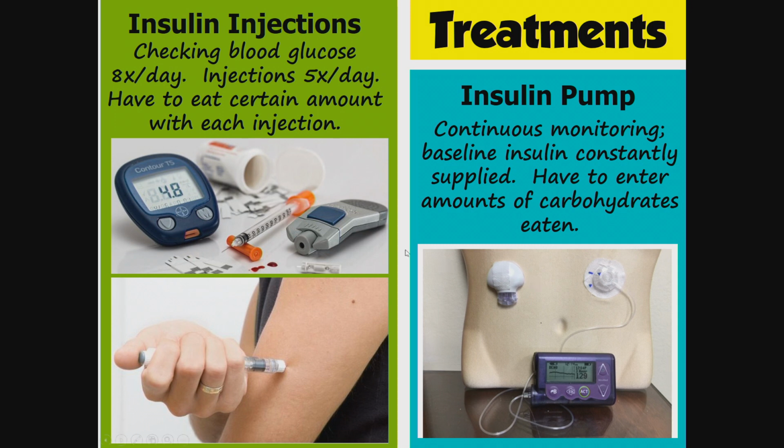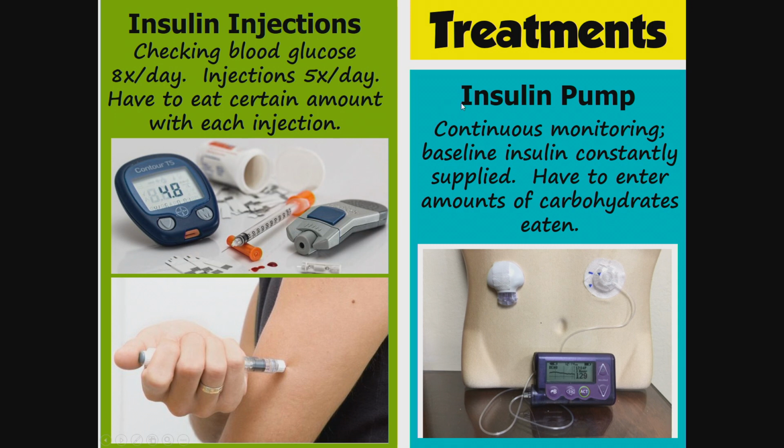So a person with type 1 diabetes has to give themselves insulin injections. It's the only way they're going to control the amount of insulin in their body. They check their blood glucose 8 times a day and give themselves injections 5 times a day. They have to eat a certain amount of food with each injection, whether they are hungry or not.